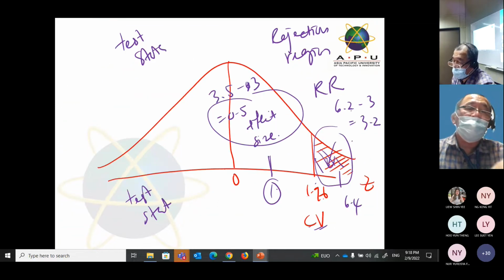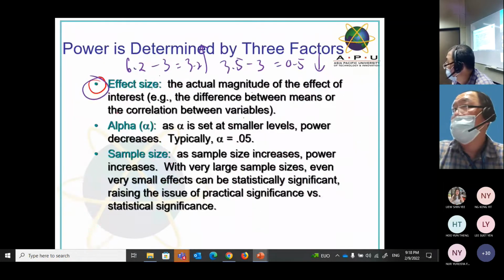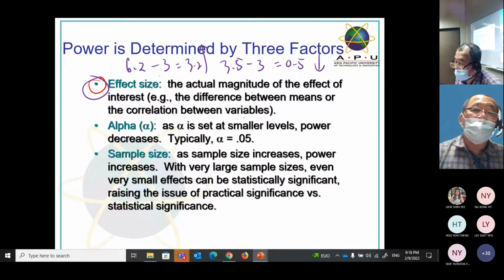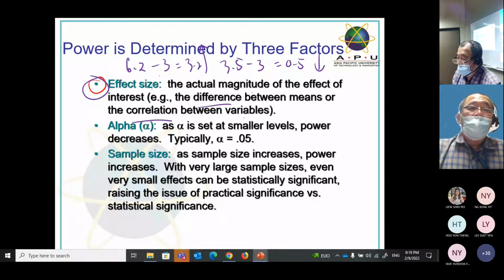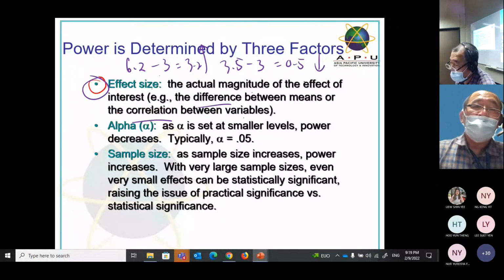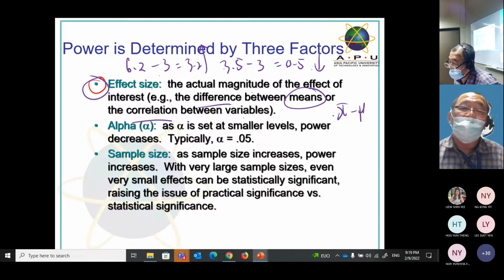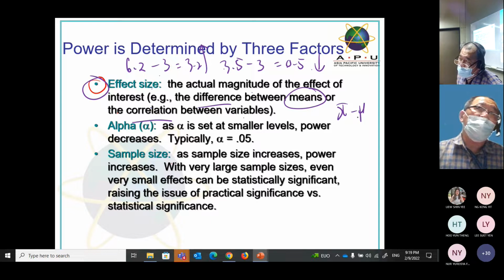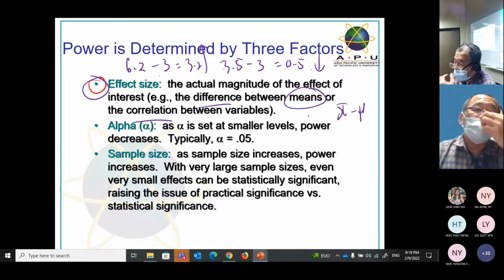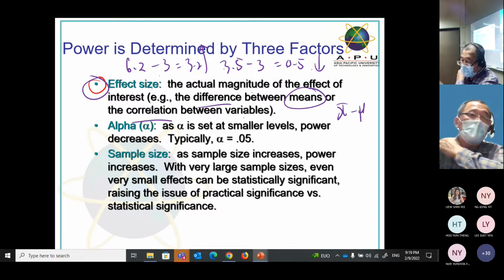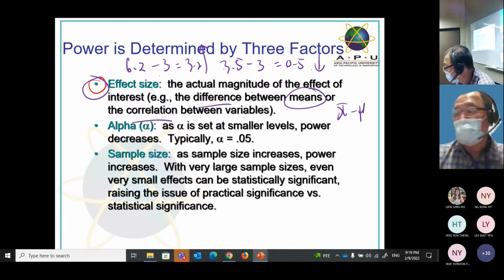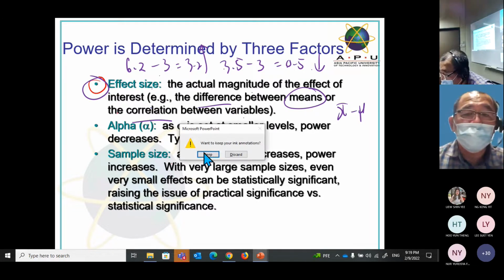We can also apply this idea in other methods, such as correlation. The example that I'm using is the difference between the means, meaning that x bar minus mu is different a bit or a lot. If it is different a lot, it is easier for us to reject the null hypothesis. So this is the effect size. Any questions?